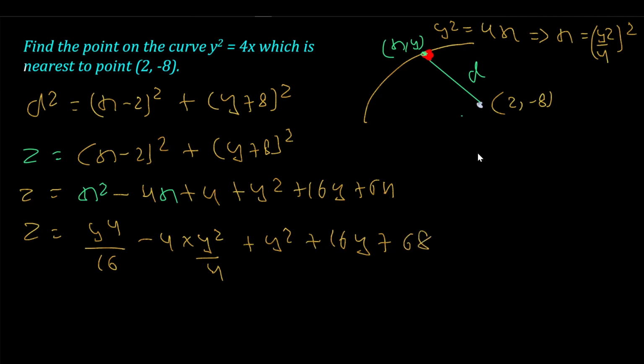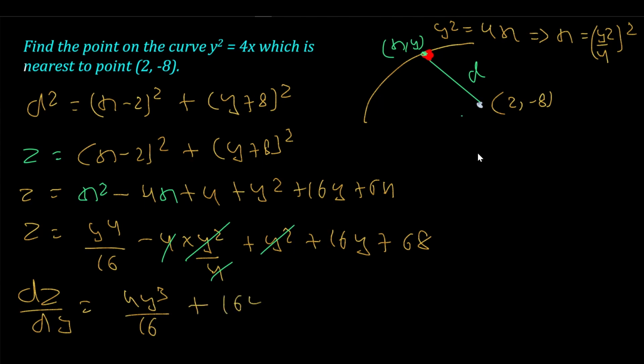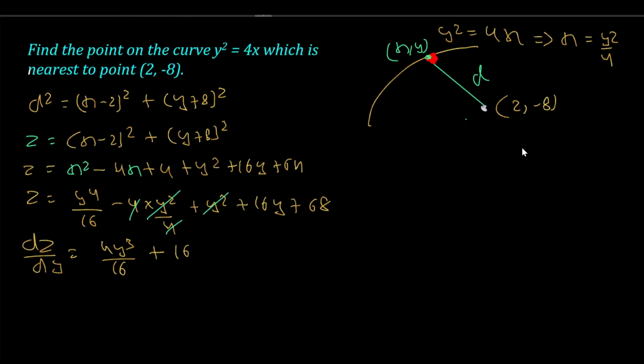Now we can see that here 4 and 4 get cancelled. So this is minus y square and plus y square also get cancelled. So we can differentiate in this step only. So dz by dy, right? We're differentiating with respect to y. So this is 4y raised to the power 3 over 16 and plus 16 only. This becomes 0.